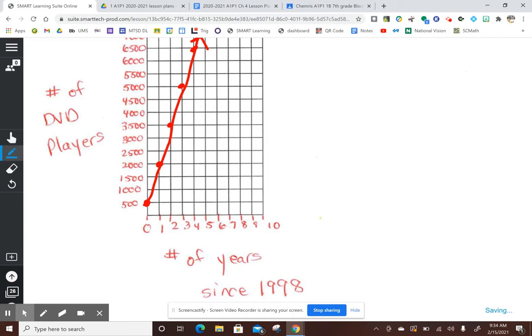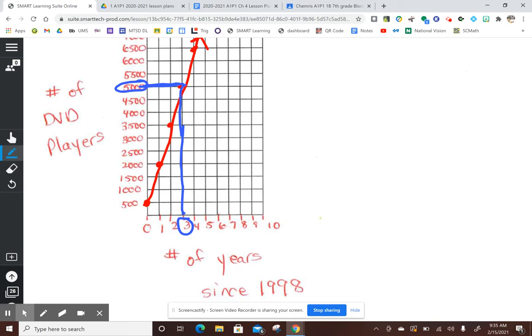Now, if the question said, find the value of x so that f of x is 5,000, what I could do is I could say, okay, here is when f of x is 5,000. I go over to the line and I come down and say, oh, that's when x is 3. So that's how you'd use the graph to answer that question.